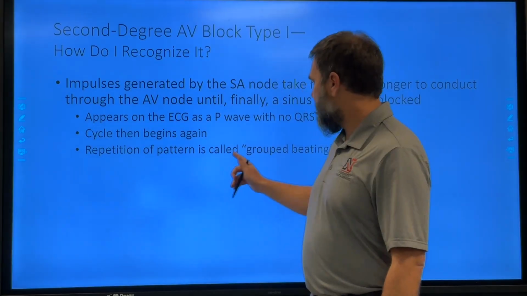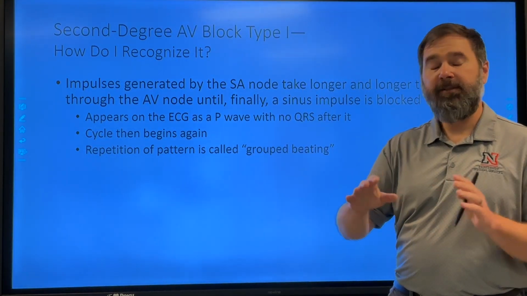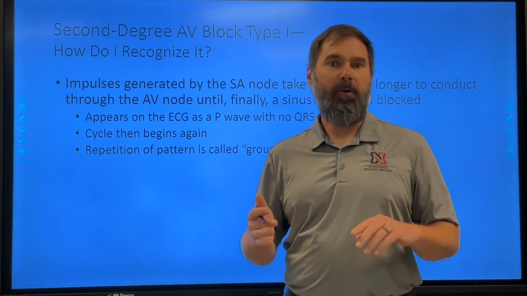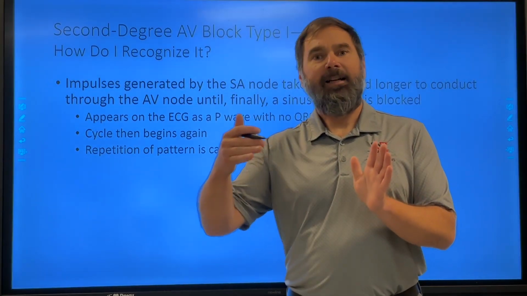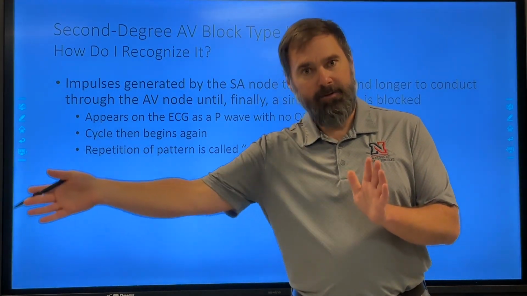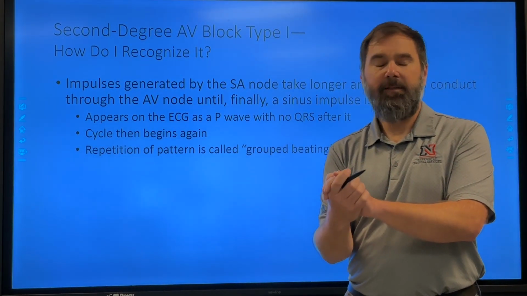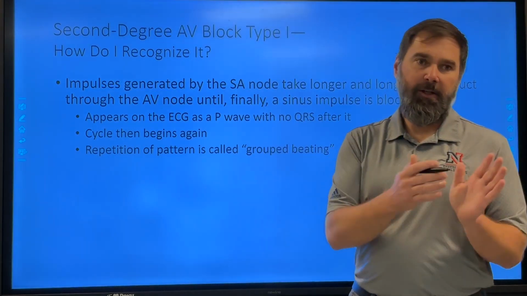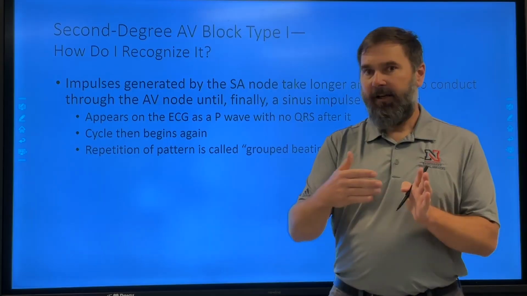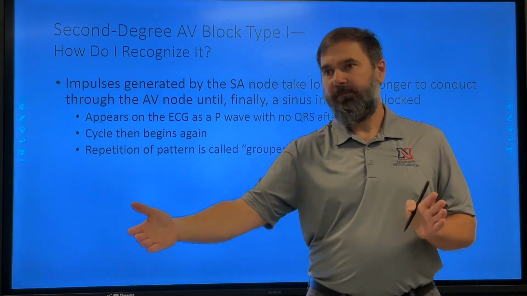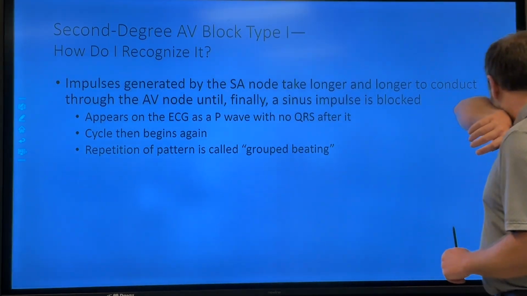The repetition of the pattern is called grouped beating. Again, we see an increasing PRI. This is where the terminology for the type 1 comes from: going, going, gone. So going, the PRI is increasing until it's gone, because if you don't have a completed QRS complex, then you have no PRI. So you have an increasing PRI until it's blocked. Now the repetition pattern may be every 4th beat is dropped, or every 5th beat, or maybe every third beat. So you have to look at that pattern.